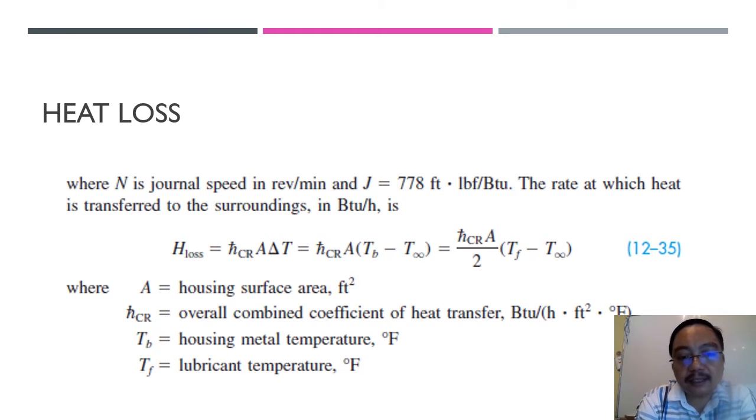T_B is the temperature of the housing, which is the bushing. This is the bushing. Okay, and T_f is the lubricant temperature. You remember when you pour in the lubricant, what is the temperature of the lubricant that you pour in? This is the T_f. Okay, and h_CR A over 2, so T_f minus T infinity.